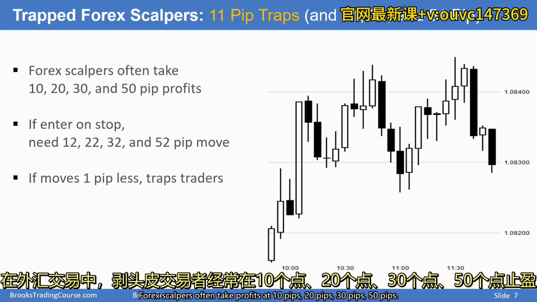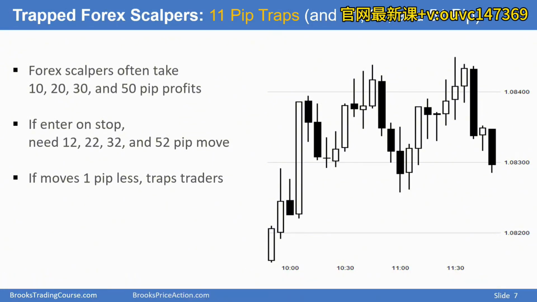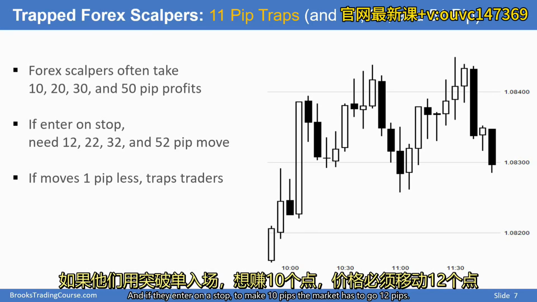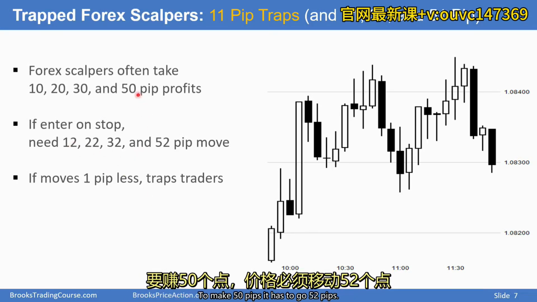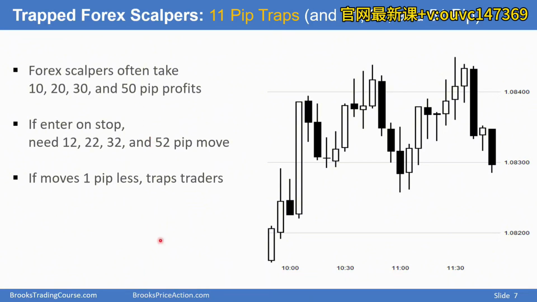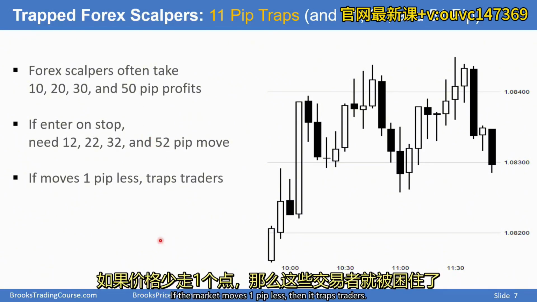Forex scalpers often take profits at 10 pips, 20 pips, 30 pips, 50 pips. And if they enter on a stop, to make 10 pips, the market has to go 12 pips. To make 50 pips, it has to go 52 pips. If the market moves 1 pip less, then it traps traders.